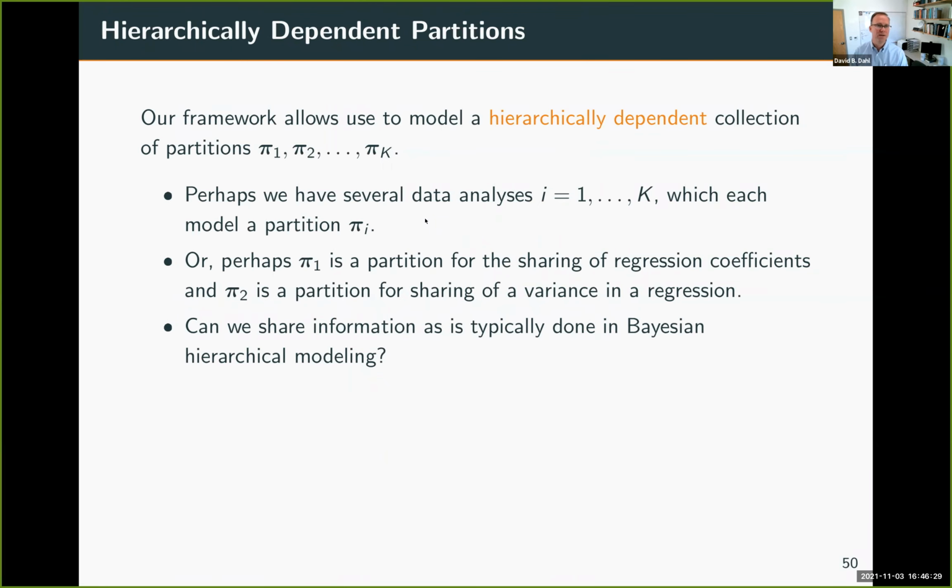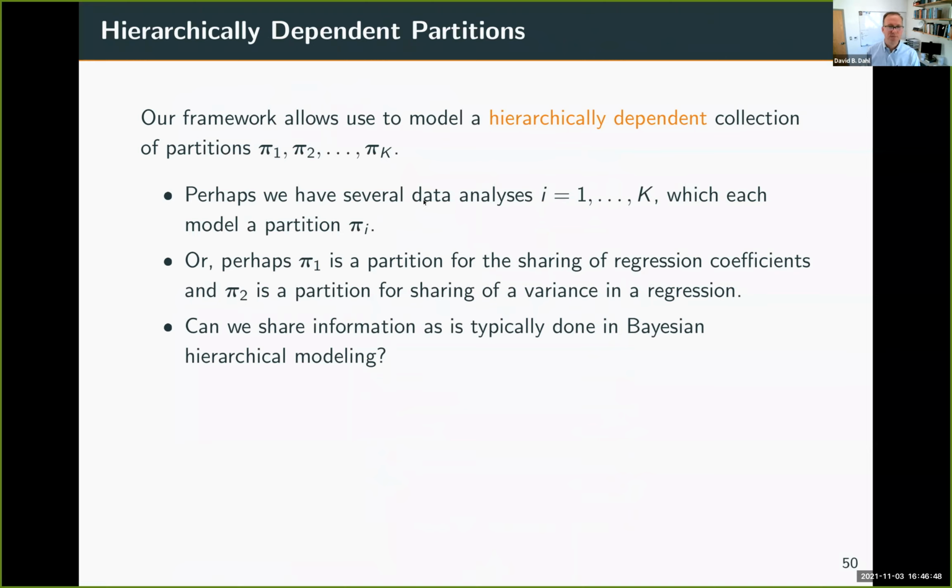Likewise, we can consider hierarchically dependent partitions. So we want to think about a collection of partitions. We want to model hierarchically. So we might have partition pi 1, pi 2, up to pi K.